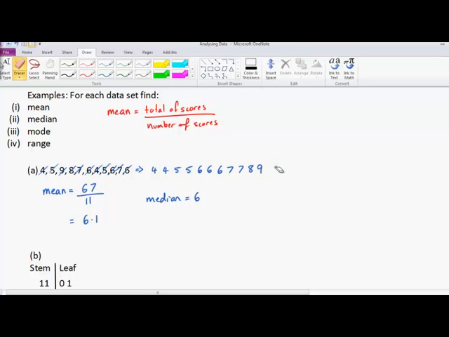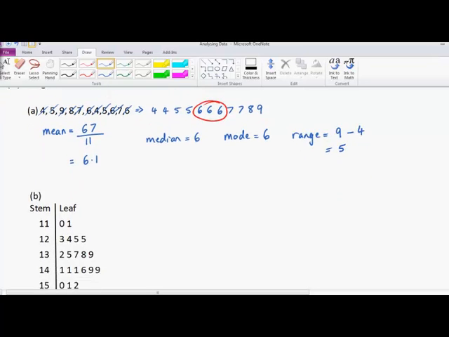Alright, continuing on. So the mode is the next one we need to find. So the mode means the most common, or the one that occurs the most. And if you look at your data here, 6 occurs 3 times, so your mode is 6. And finally we have range. Range is the highest minus the lowest. So the highest score is 9, the lowest score is 4, so my range is 5. Alright, so there's our 4 pieces of information. Moving on to set B.